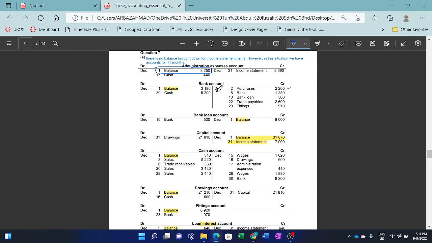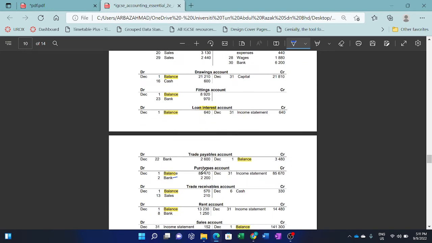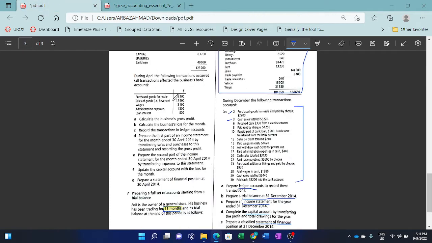So I'm paying by cash, so my cash is reducing, credit, and my purchases are increasing. Okay, I am receiving the goods. Then cash sales, so I receive the money and I give the goods. So credit sales and debit cash. And then received cash from credit customer: I receive cash, so debit cash, and credit trade receivables.